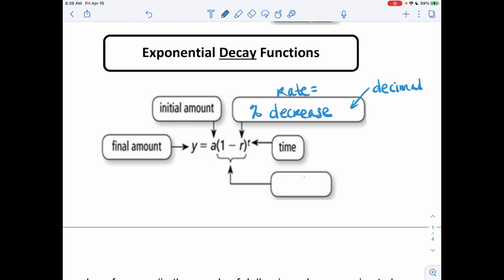t is for time, y is the final amount, and a is the initial amount. And now this b value, our 1 minus r, is a decay factor instead of a growth factor. And so the b value is still going to be greater than 0 because, if you write a percent, we typically would have something from 0 to 100%. So b will be greater than 0, or 0 is less than b, but it's also going to be less than 1. So these are the equations that we're going to use in a couple of examples.